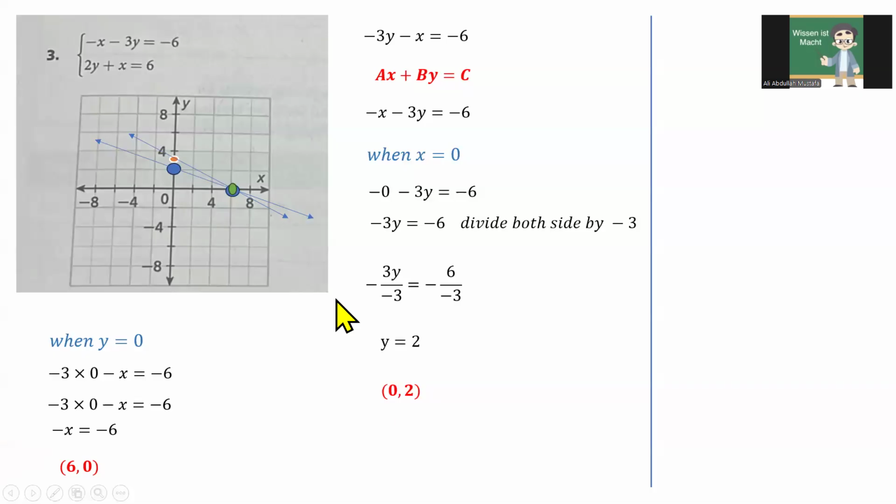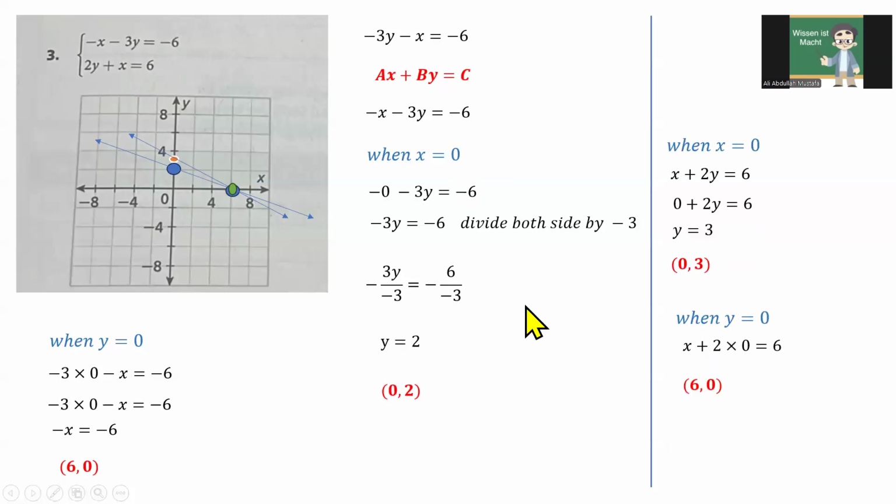The second point is 0, 2, which is 0 on the x-axis, and you go 2 upwards, which is this big blue point. So I have a point here and a point here, and you can draw this line. This is the first line, which represents the function at the top. The same thing I do for the other line.